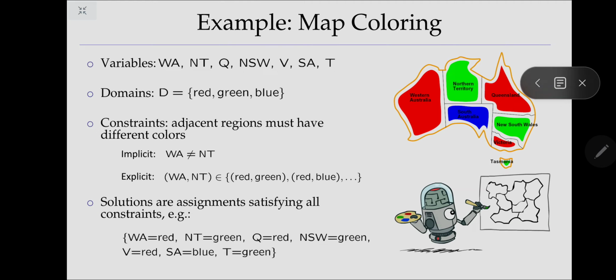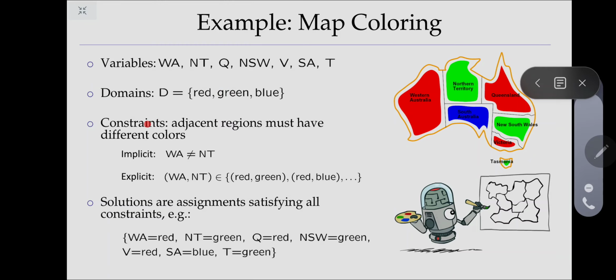Now, return to the first example. The first example, as you see, contains different regions. We define this variable with respect to regions. For example, WA is assigned to this part, NT is assigned to this part, and SA is assigned to this part. There are 7 variables with respect to these regions. And for the domain, we define it similarly: D equal to red, green, and blue for all of the variables.